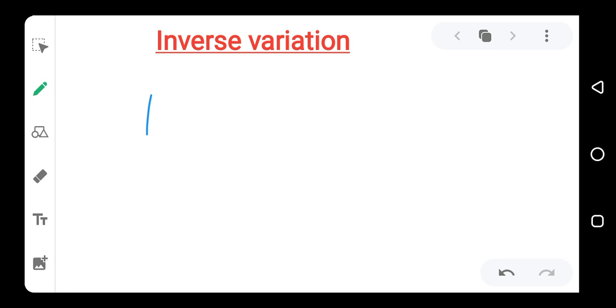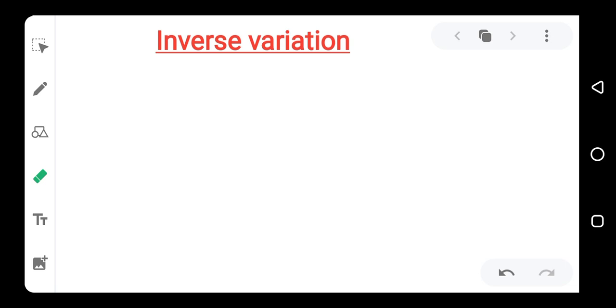Today we want to learn inverse variation. In our last lesson we talked about direct variation, and we said that in direct variation we have two things, and as one is increasing, the other one is also increasing.